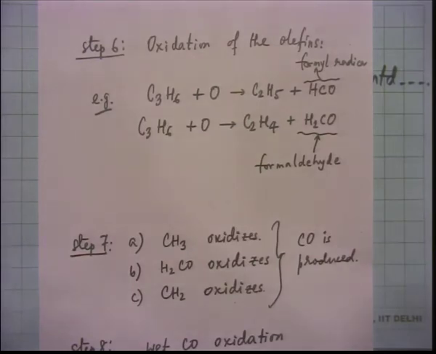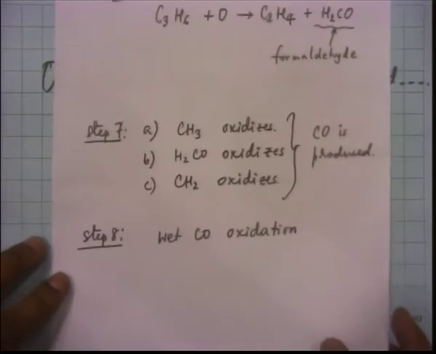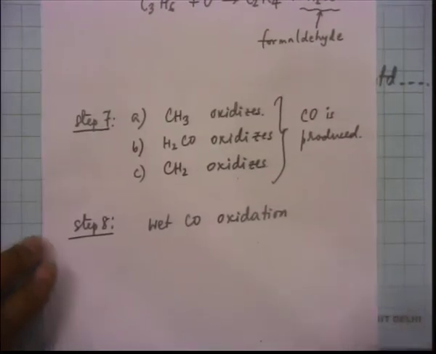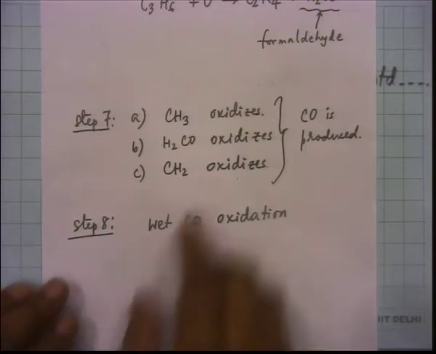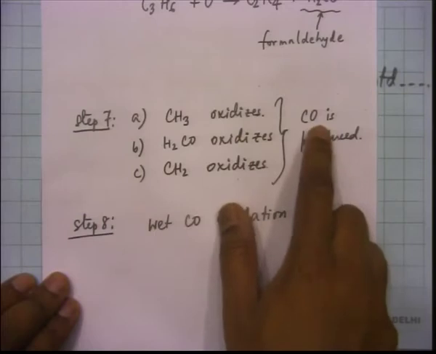Okay. Now after that there is step 7, in which we have CH3, H2CO and CH2, all these getting oxidized in the presence of oxygen atom and various other radicals. So oxidation of all these will produce CO.